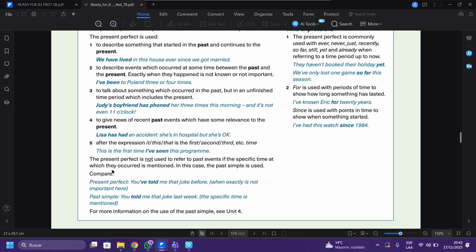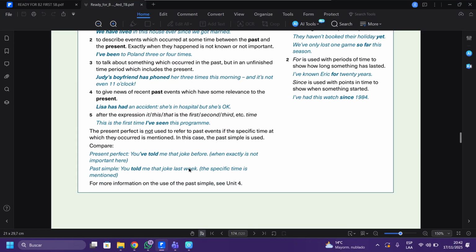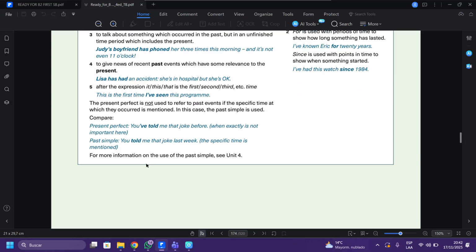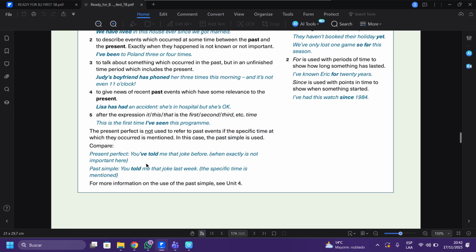In addition to that, the present perfect is not used to refer to past events if the specific time at which they occurred is mentioned. In this case, the simple past is used. For instance, present perfect: you have told me that joke before, when exactly is not important here, right? But in the past simple: you told me that joke last week. This is the specific time that is mentioned.